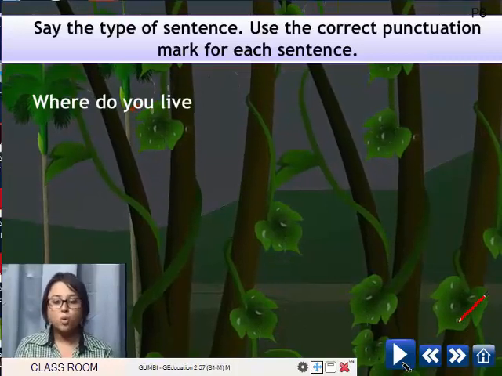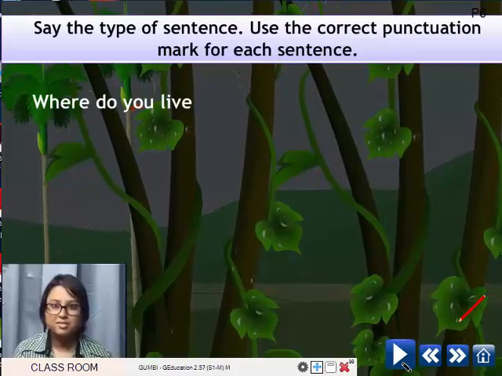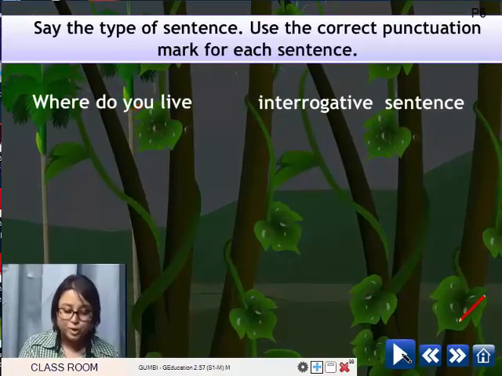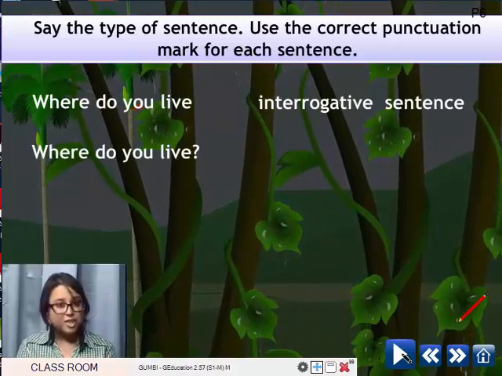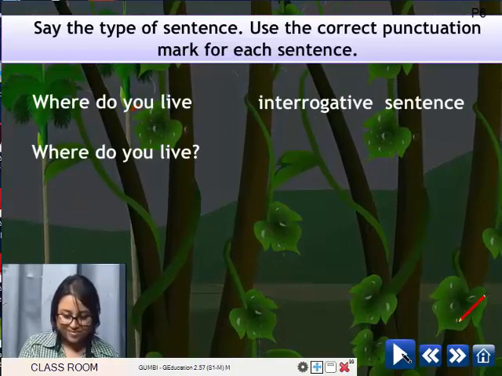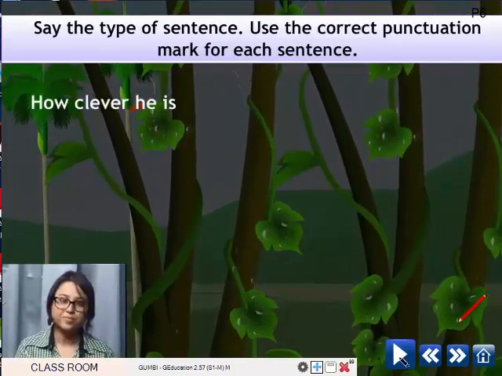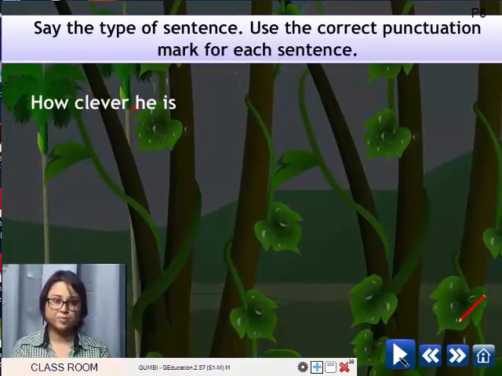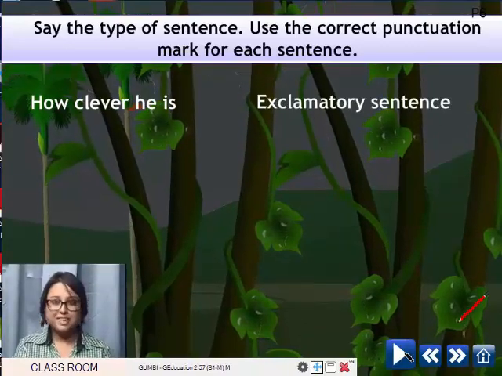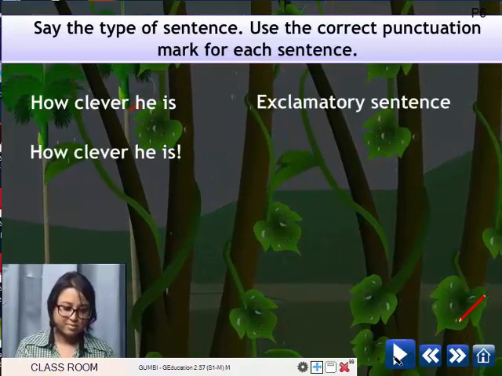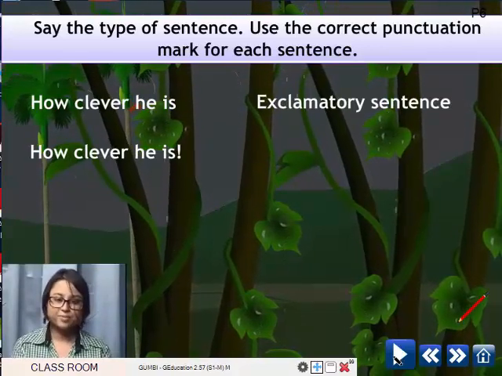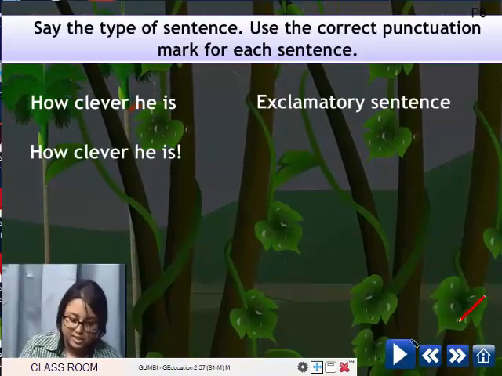Where do you live? What type of sentence is this? Interrogative sentence. Question. Very good. You use a question mark. Where do you live? Can you repeat these after me? Where do you live? How clever he is. What type of sentence is this? Very good. Exclamatory sentence. How clever he is. Repeat after me. How clever he is. Okay, that is the difference between assertive and exclamatory sentence.